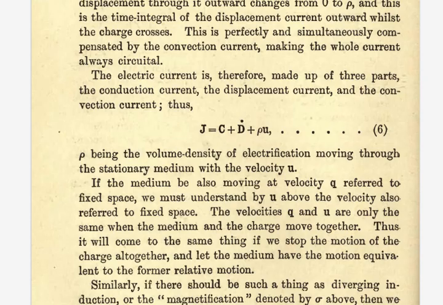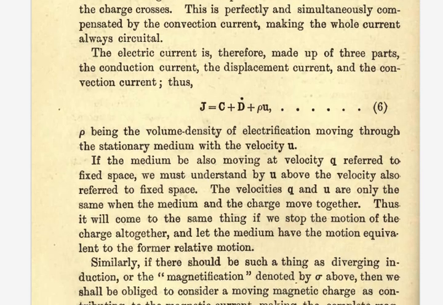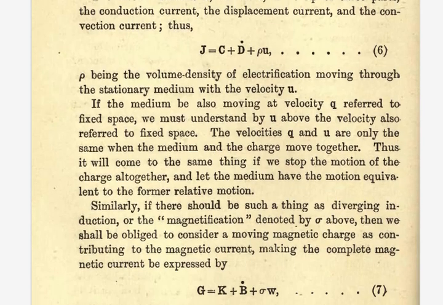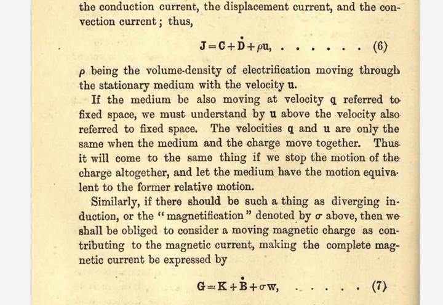The electric current is, therefore, made up of three parts: the conduction current, the displacement current, and the convection current. Thus, J equals C plus Ḋ plus ρu, ρ being the volume density of electrification moving through the stationary medium with the velocity u.